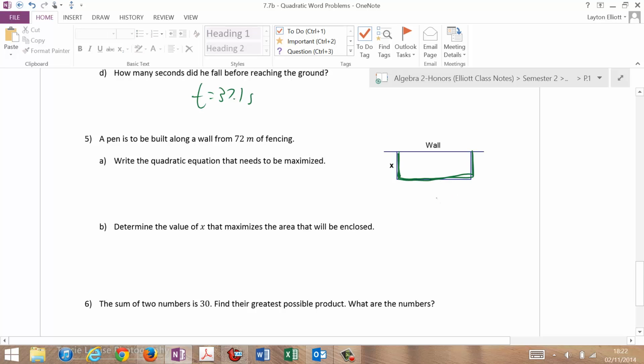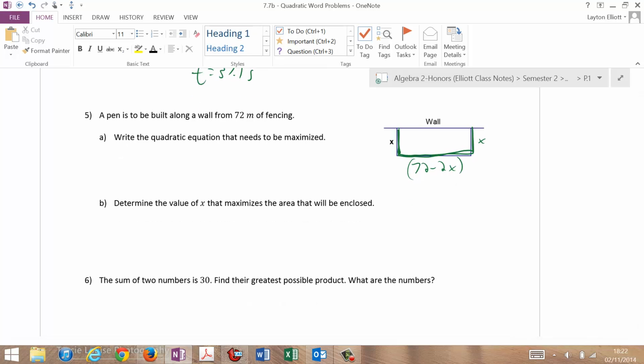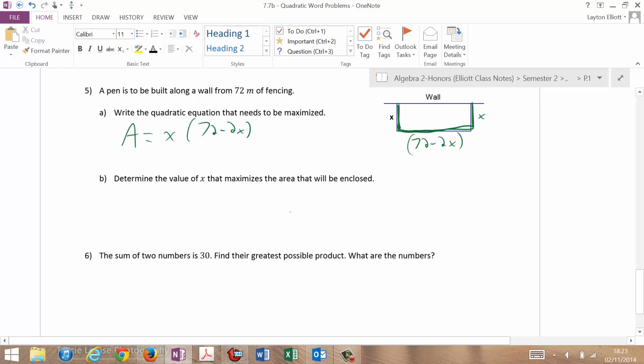And I know if I call this x, and that's 72 total meters of fencing, this is now 72 minus 2x. Because the whole thing is 72, and if I subtract off the two other parts, that gives me an expression for that side. So, if a pen is to be built along a wall from 72 meters of fencing, I'm going to presume it wants the area function, because that's going to be the quadratic. So area is equal to x times 72 minus 2x. And it says determine the value of x that maximizes the area.